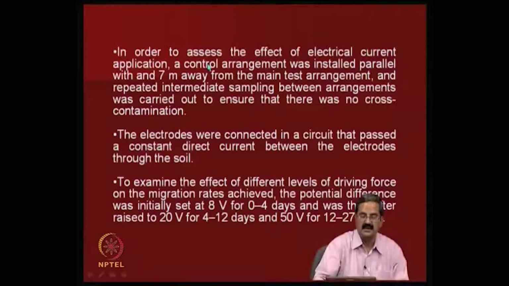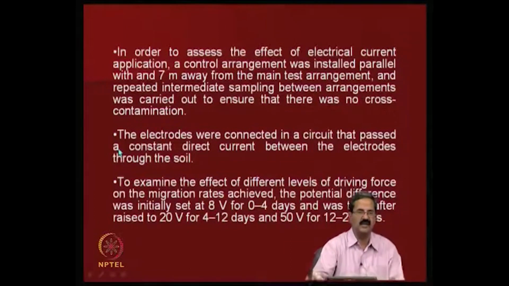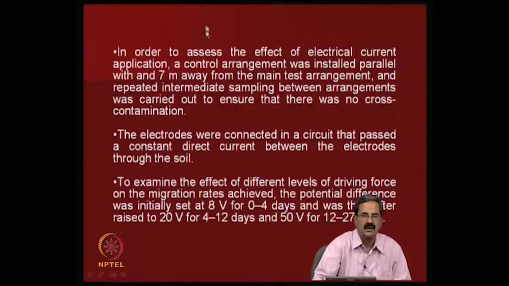So, what they did was, in order to assess the effect of the electrical current application, a control arrangement was installed parallel with and 7 meters away from the main test arrangement, and repeated intermediate sampling between the arrangements was carried out to ensure that there was no cross contamination. Electrodes were connected in a circuit that passed a constant direct current between the electrodes through the soil. Actually, you should have a DC here, direct current, as opposed to alternating current, which we are familiar with. Okay. So, the DC was arranged and they have some sort of control arrangements.